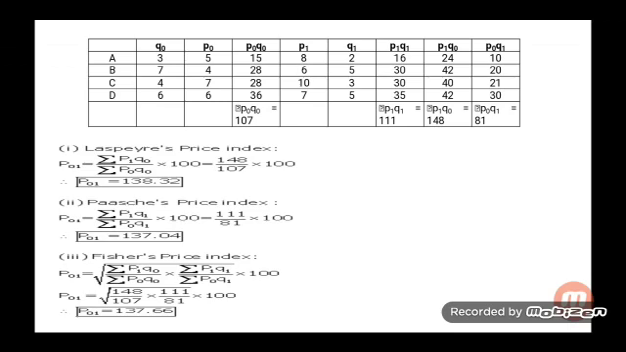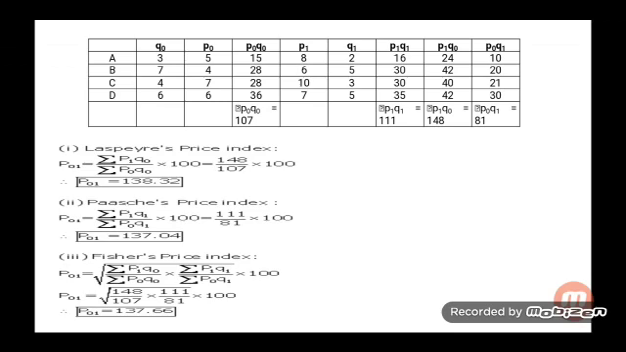Now, P0Q0 means we will multiply the price of the base year with the quantity of the base year. 3 into 5 is 15, 7 into 4 is 28, 4 into 7 is 28, 6 into 6 is 36. Next P1Q1: 8 into 2 is 16, 6 into 5 is 30, 10 into 3 is 30, 7 into 5 is 35.